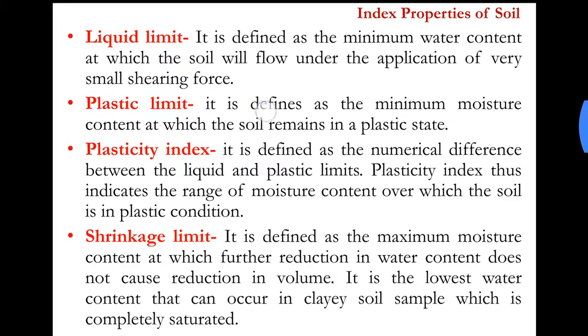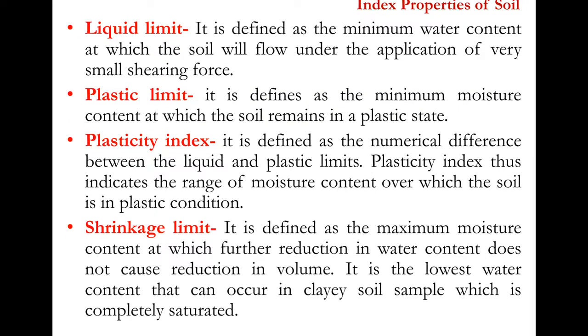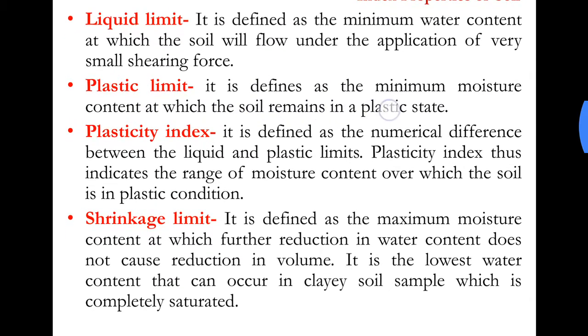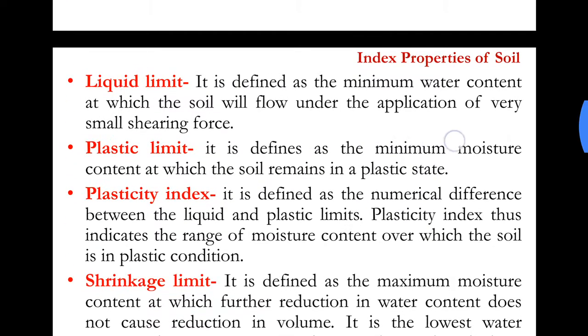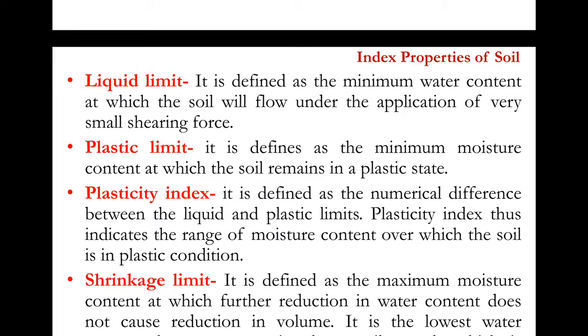Plastic limit. It is defined as the minimum moisture content at which the soil remains in a plastic state. Under this minimum moisture content or water content in a soil, the soil will remain or act as a plastic material. And we already know what plasticity is: the ability to deform without any rupture.